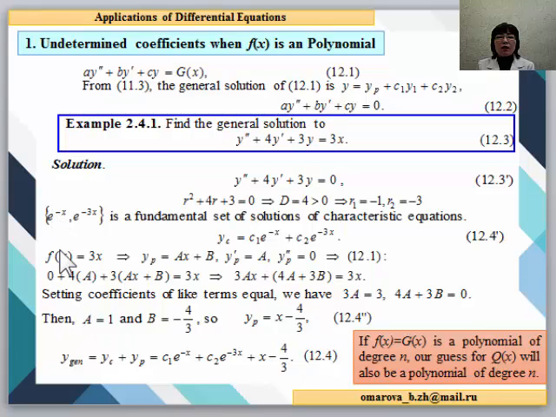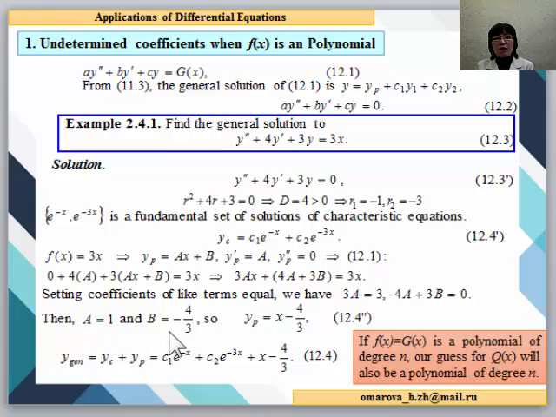Since the given function f of x is equal to 3 times x, we look for the particular solution of the given equation in the following form. Next, we find the first derivative and the second derivative and substitute them into the given equation 12.1. Then we obtain the following equation. Next, we set the coefficients of like terms equal, then we have the following system. We solve this system of algebraic equations with respect to a, b. We find the undetermined coefficients a and b.